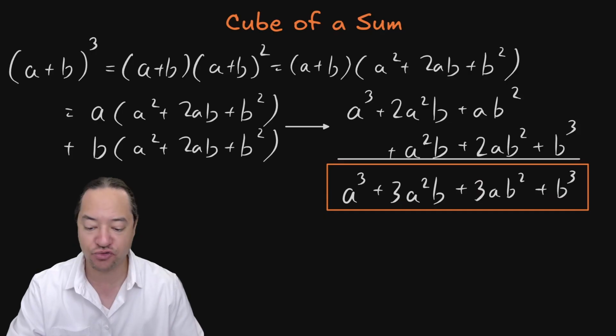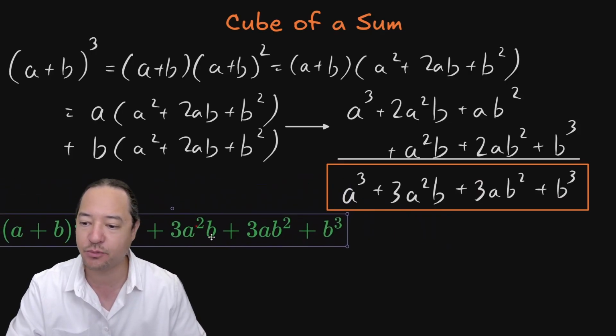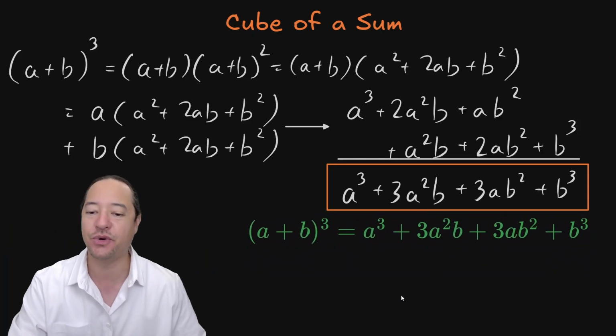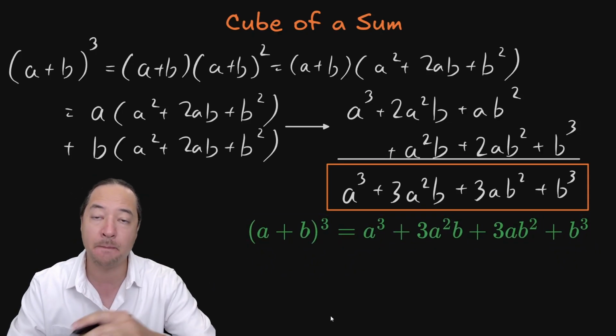If we were to just write the rule down, we'll get something like this, right? So here's our rule. Well, I guess I'll put it here. Oh, maybe I'll put it there. Okay, so that's the rule for the cube of a sum.